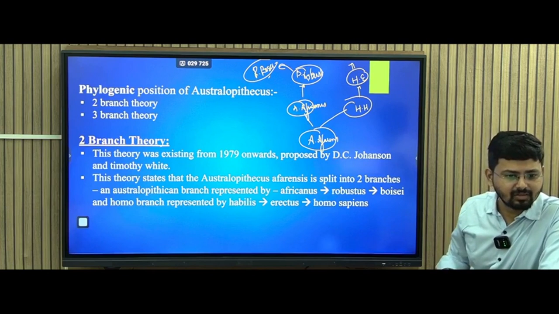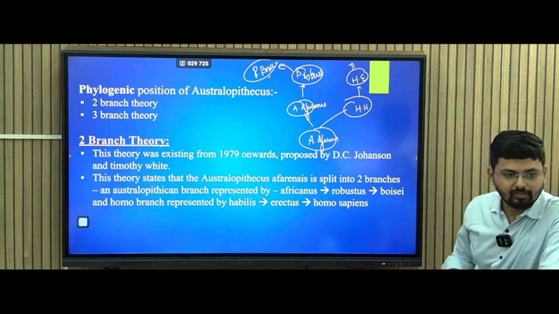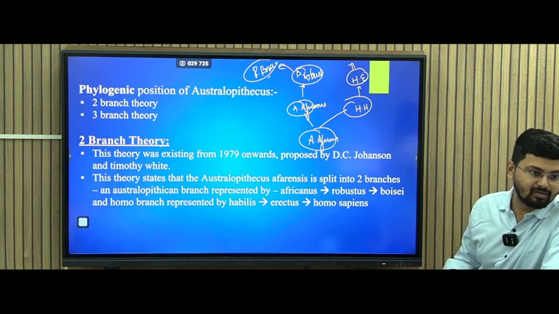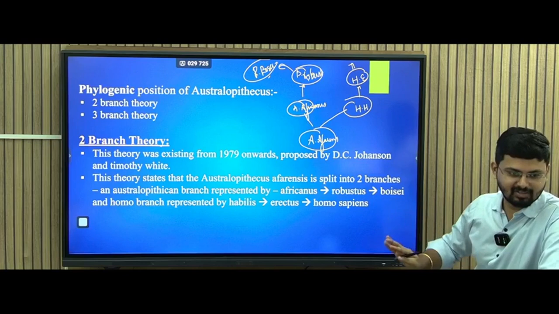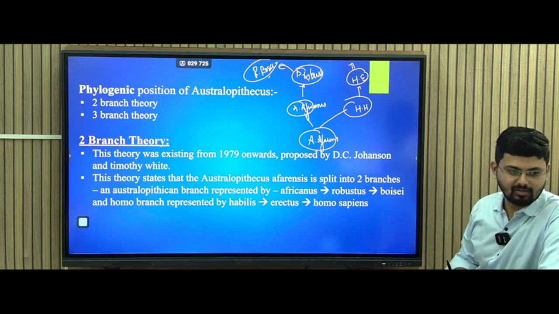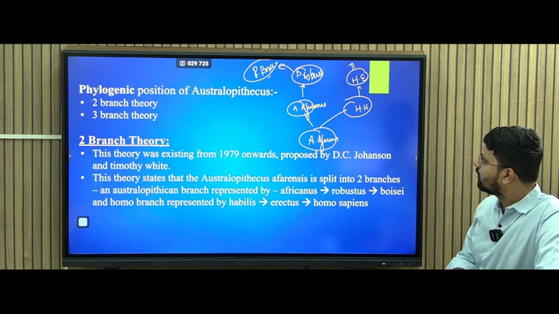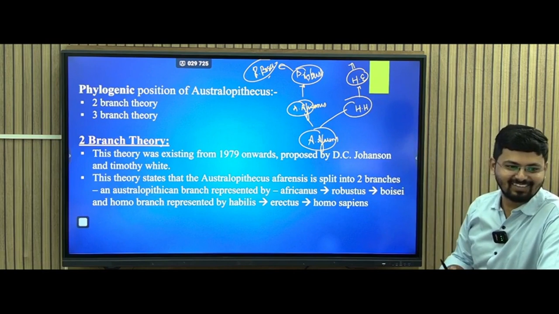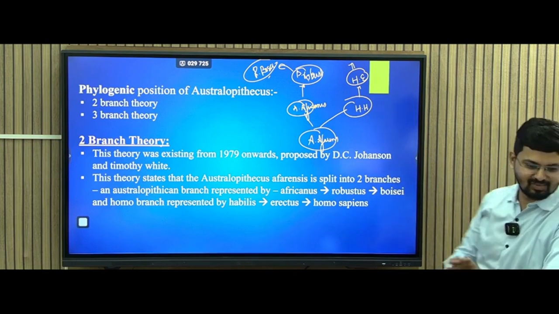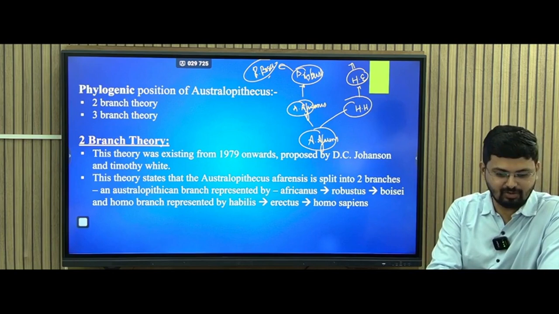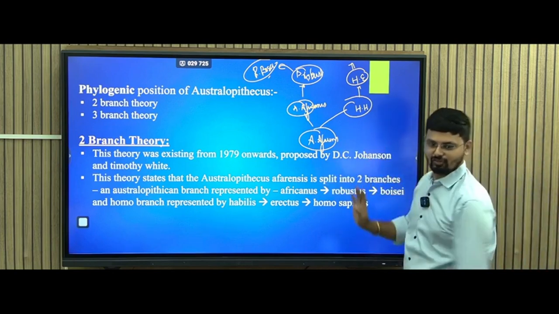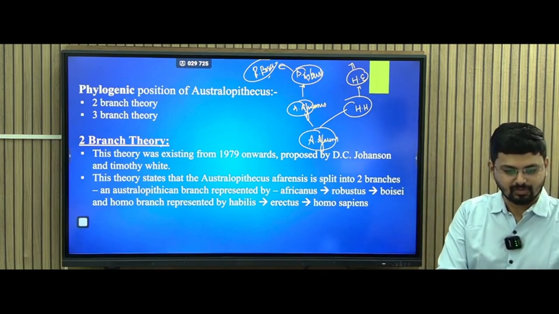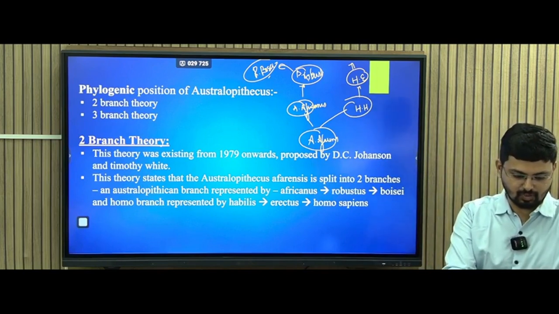Three branch. There is a three-branch theory also. After this, you have the three-branch theory also. Okay, you might be confused. We'll look into it. But these are two branches only, right? So this is the two-branch theory. There is a three-branch theory also, which we'll discuss. Okay.